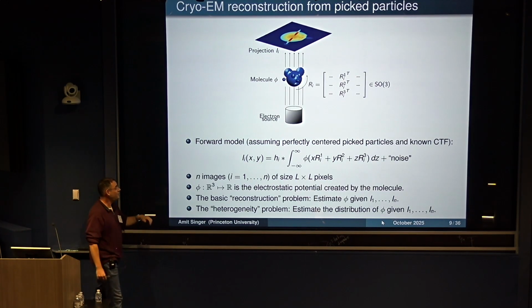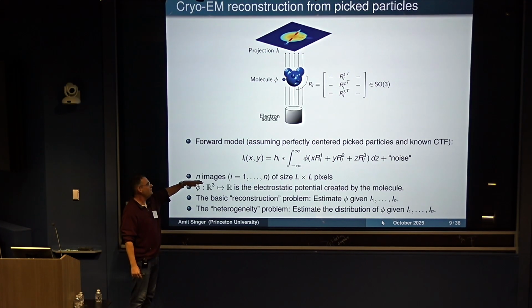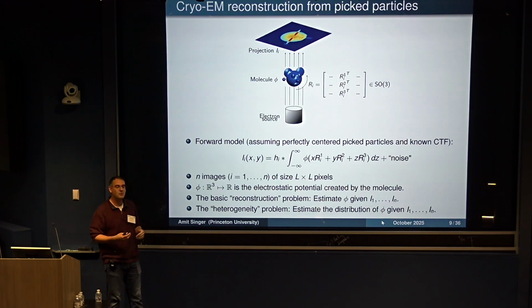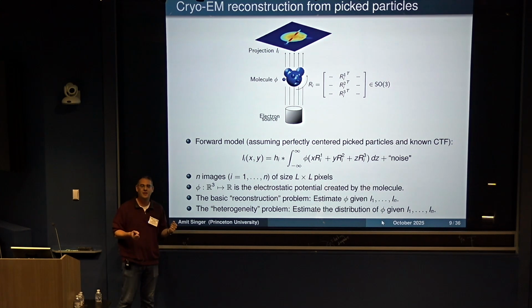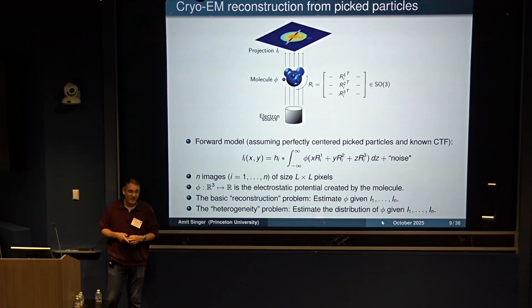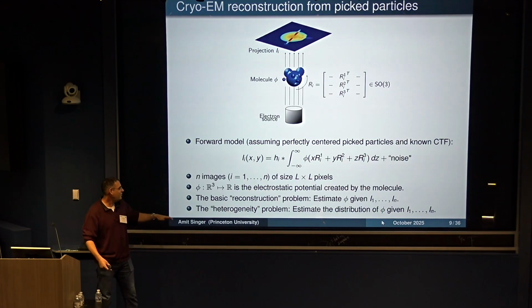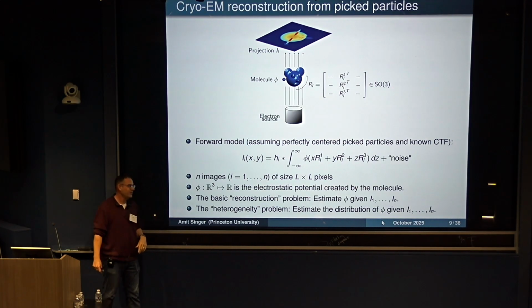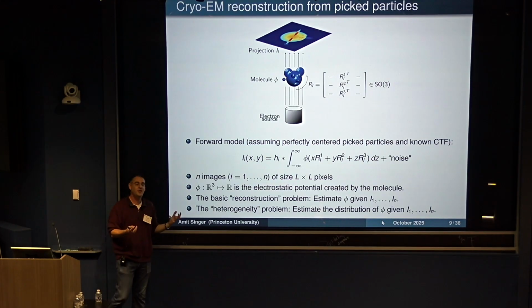And so what we obtain are n such noisy images. Again, phi is what we want to reconstruct, the electrostatic potential of the molecule. And there are two inverse problems that we'll consider today. One is the basic reconstruction problem, when we assume that all images correspond to exactly the same structure phi. That is, we have a rigid molecule. And the second problem is the so-called heterogeneity problem, when we're dealing with a flexible molecule.